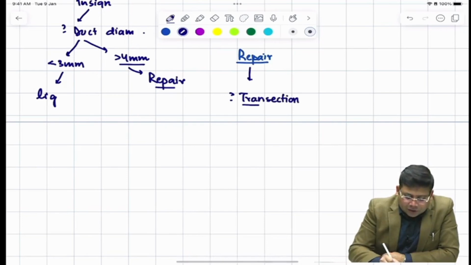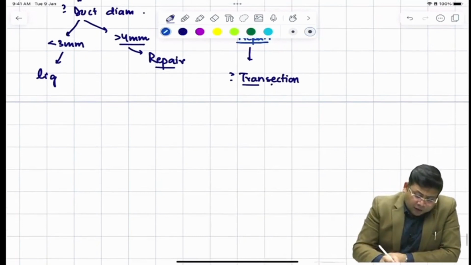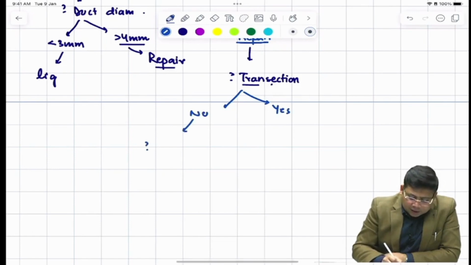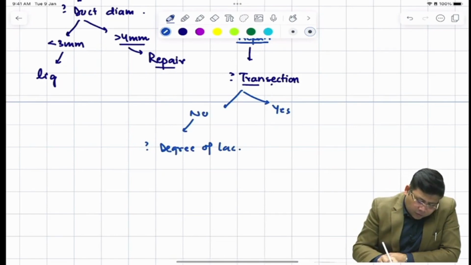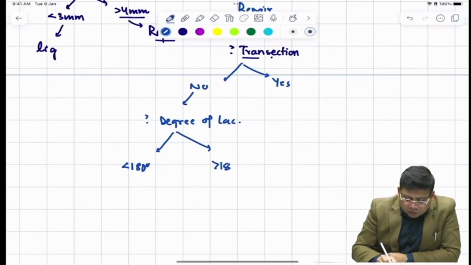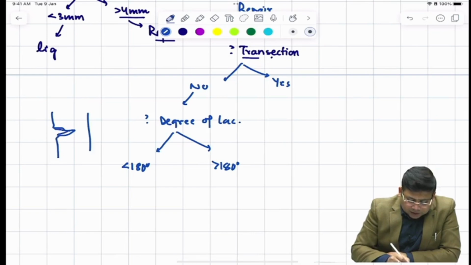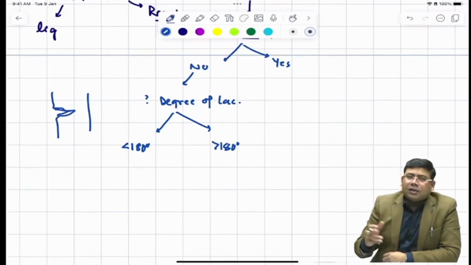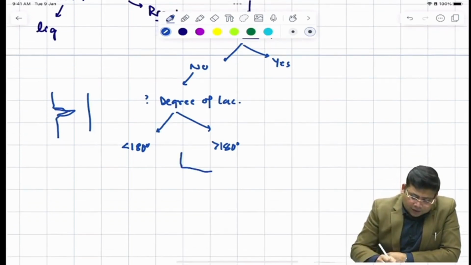So transection is important. If the transection is there, yes, it's different. If it is no, then you will have to understand the degree of contusion or degree of laceration. This is important. So if the degree of laceration is less than 180 degrees, or if the degree of laceration is more than 180 degrees, students, it is something like this.